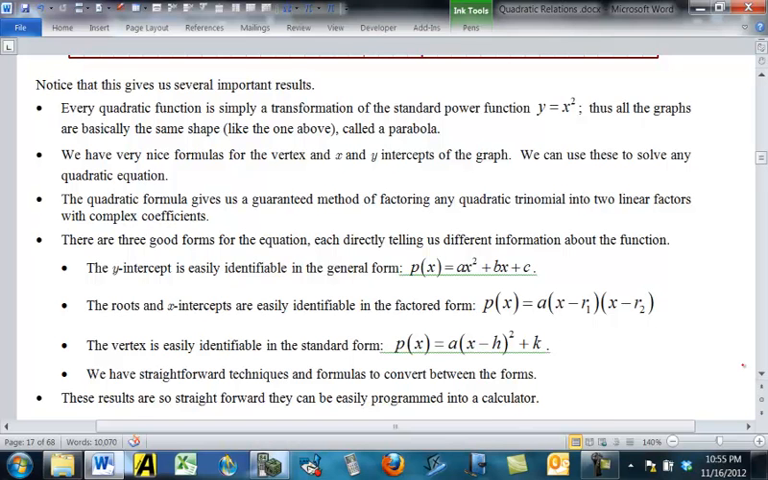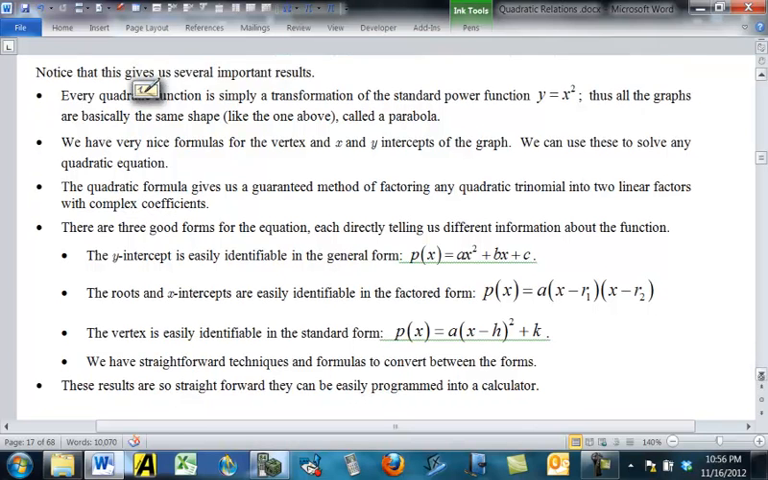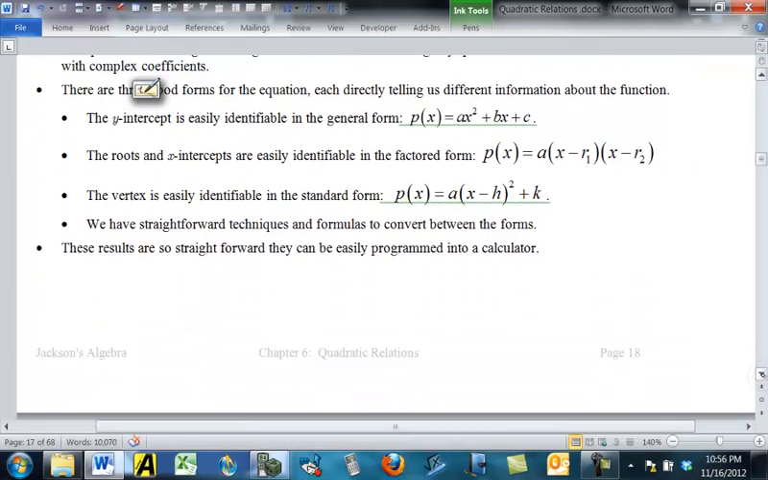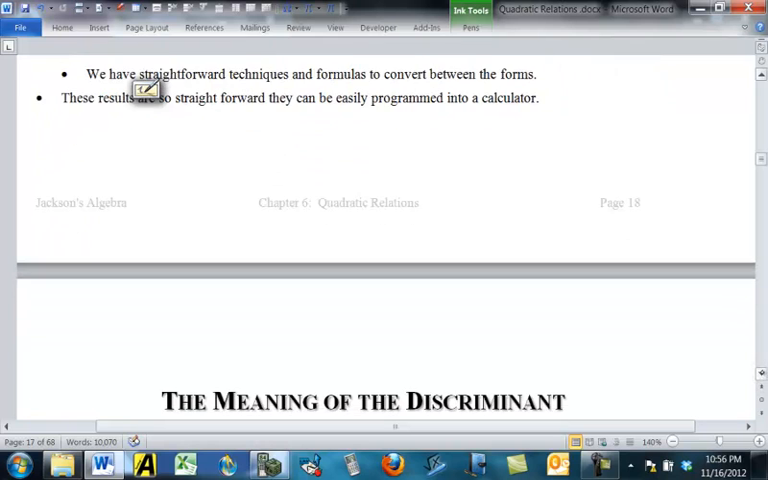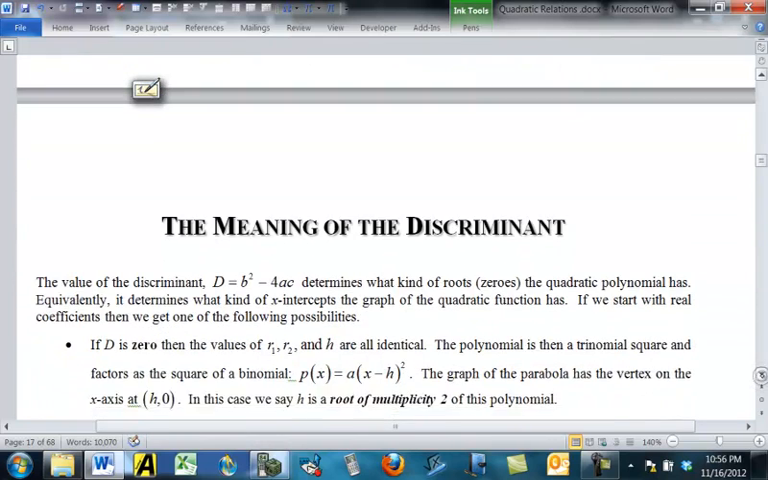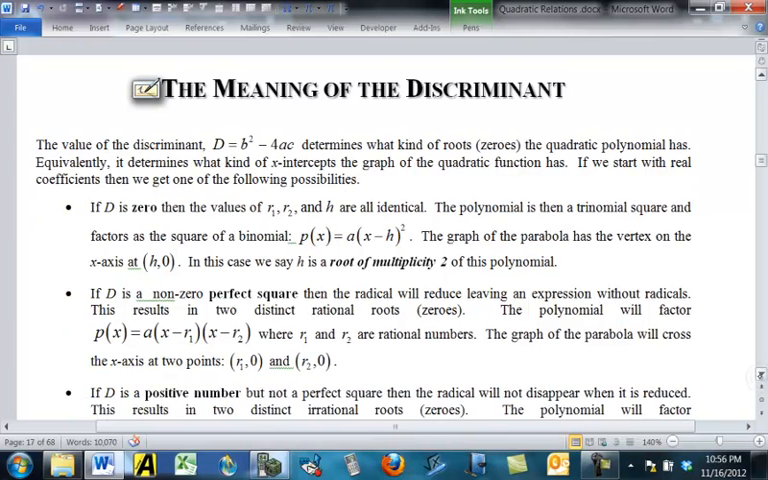We can use these as a guaranteed method of factoring any quadratic trinomial into two linear factors, as long as we're allowing complex coefficients. We have three forms. Each tells us something very interesting about it, and the formulas and techniques that we have for going from one to the next are pretty straightforward, so we could actually even put these into a calculator if we wanted to. Let's look at the meaning of the discriminant.